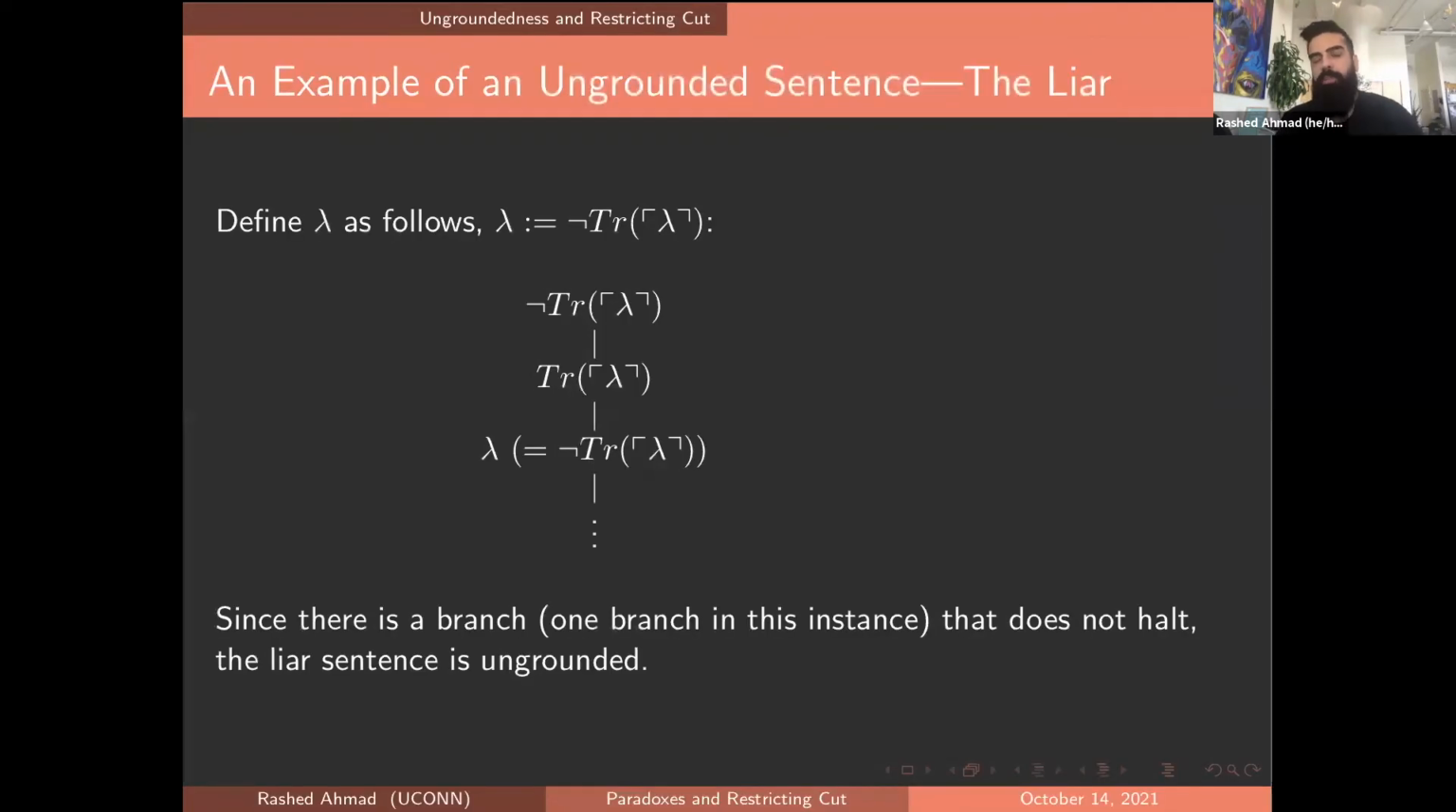As an example of an ungrounded sentence, let's look at the liar. We start with lambda is not true. We get rid of the negation. Lambda is true. True is a partially transparent predicate. So we look at its referent, which is lambda is not true. And we get stuck. We have an infinite regress of a branch, right? The branch never holds, therefore the liar sentence is ungrounded.